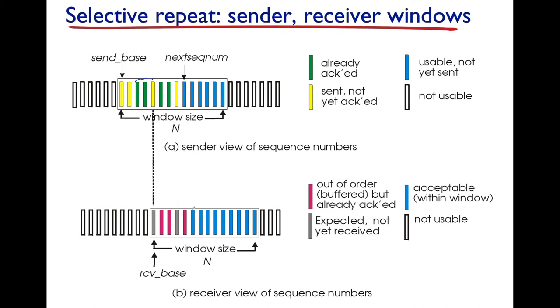And then the blue, those are acceptable. They're within the window, but they haven't yet been delivered. And then the white, those are not usable. Okay. And so when you deliver packets to the application layer above on the receiver side, you're only going to deliver them in sequence. If there's a gap, you stop.